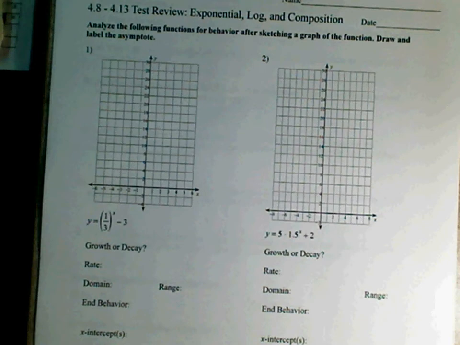Okay, number 1, it says analyze the following functions for behavior after sketching a graph of the function. Draw and label the asymptote. All right, now let's take a look.